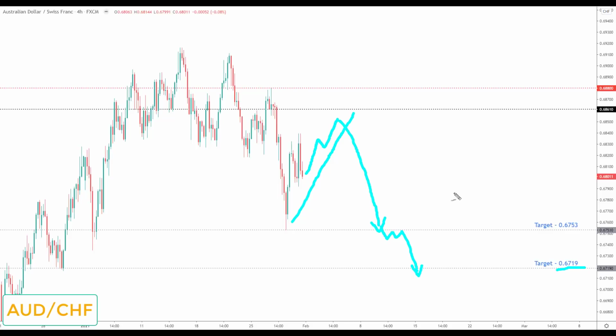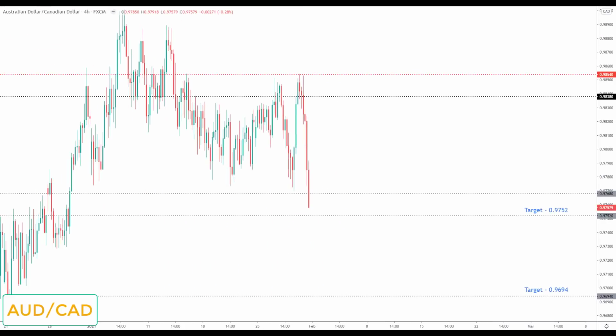It's a correction of a much bigger primary trend to the upside. Next is Aussie CAD. Now last week we highlighted the 0.97680, and we did take out this target to the downside in this market. Going into this week, it remains structured to the downside near term in a secondary trend, so I would only be interested in short positions in this market.